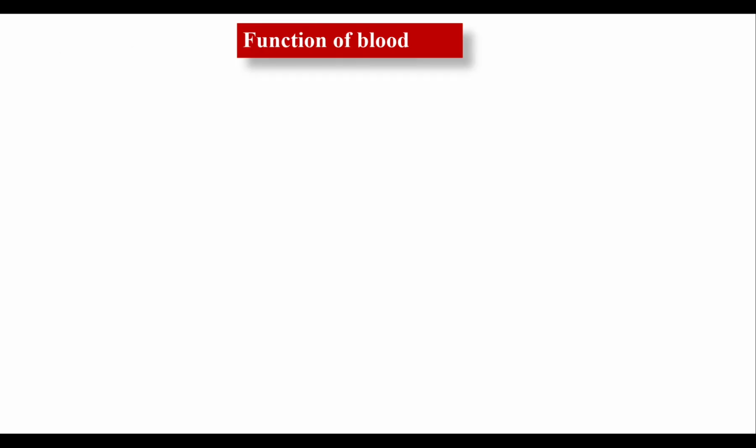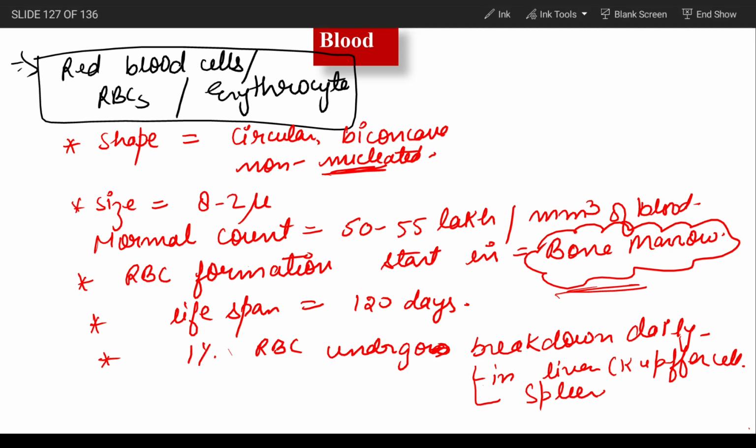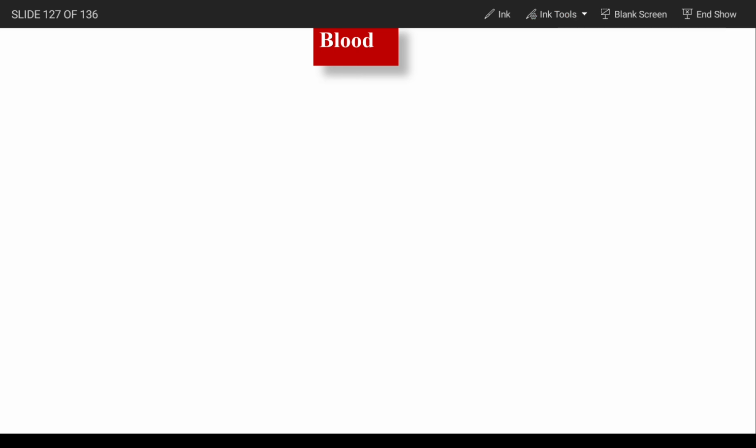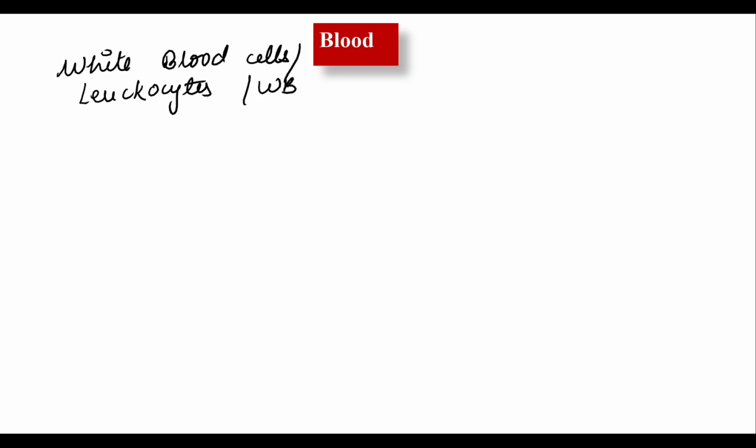Now let us talk about the WBCs also. Erase all these points. Let us talk about the WBCs. Write the heading WBC, that is white blood cells, or you also call them leukocytes or WBCs.